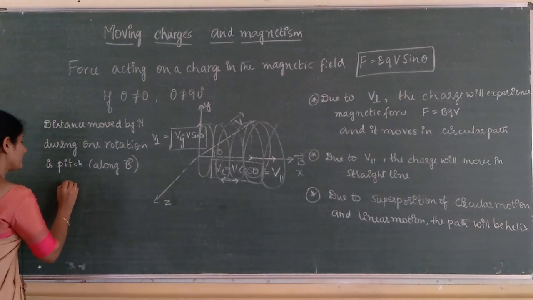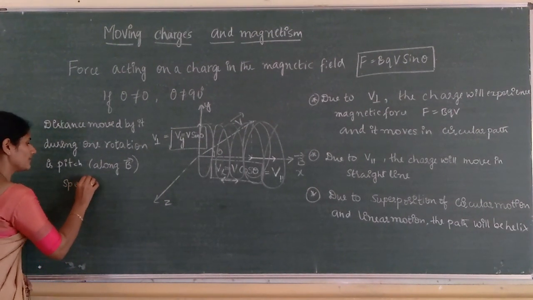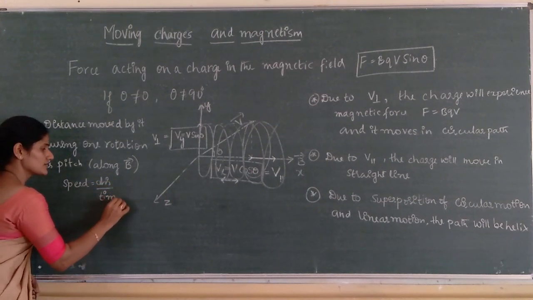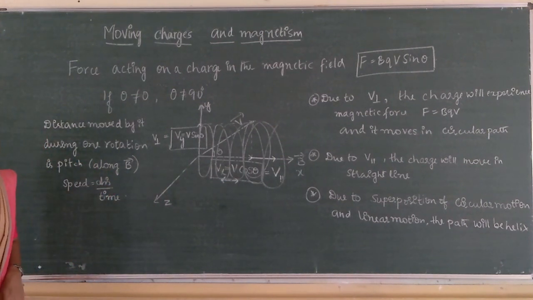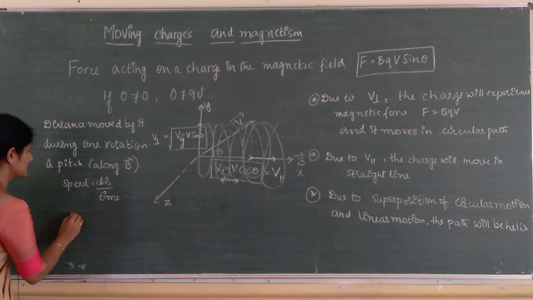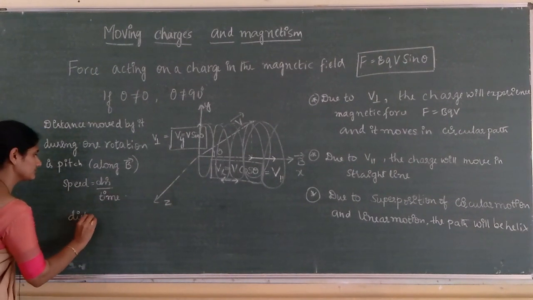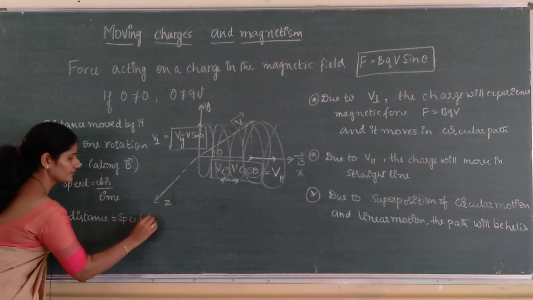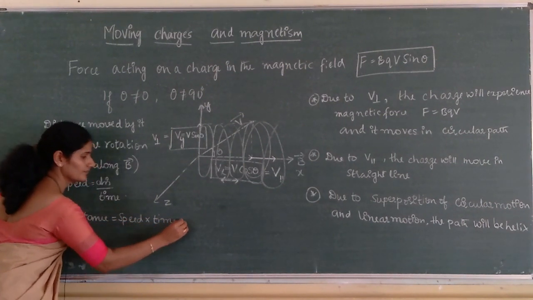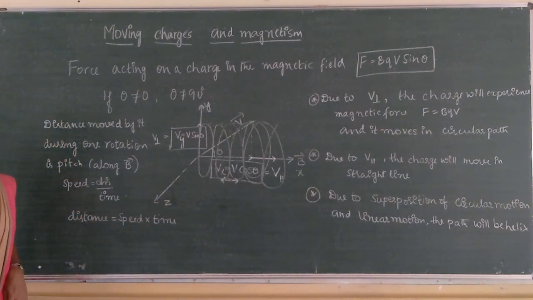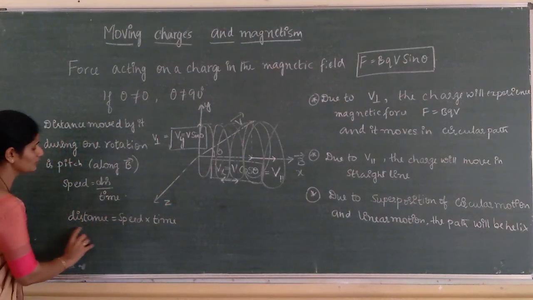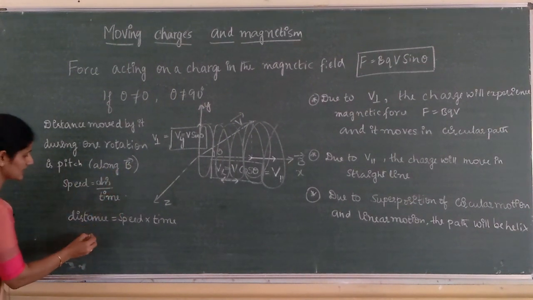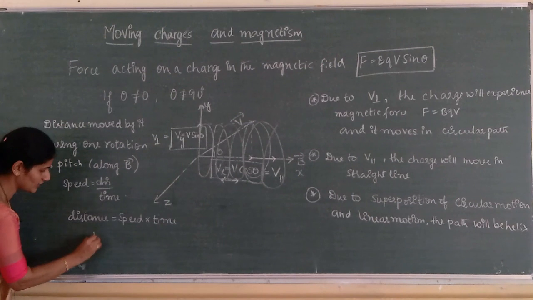So we know that speed is equal to distance by time. This is the expression for speed. Distance is equal to speed into time. So the distance moved by the charged particle parallel to the magnetic field is nothing but the pitch, and it is denoted by P.